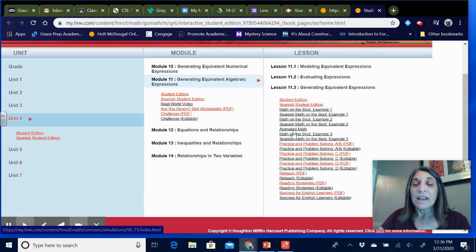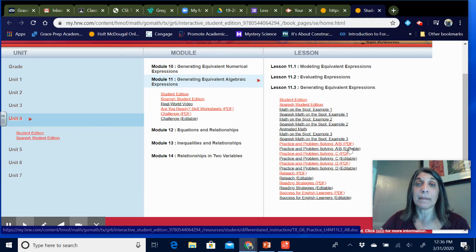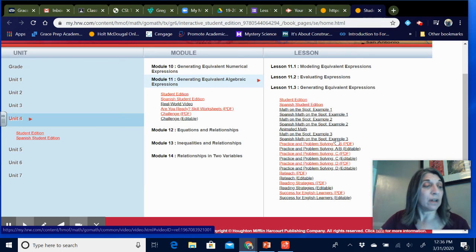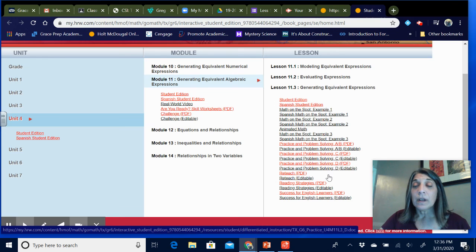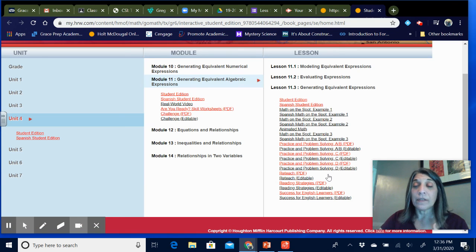But then it has all the practice and problem solving worksheets that I normally pass out to you guys in PDF form and then in editable Word documents. I would not open them up in the Word forms. It's really easy to get the formatting all out of whack. So PDF is just like a picture. Okay, so you're going to do 2 parts of 1 and all of a second one.